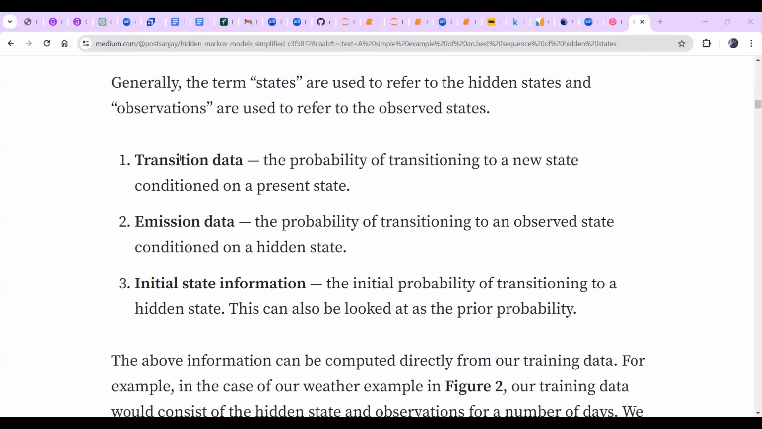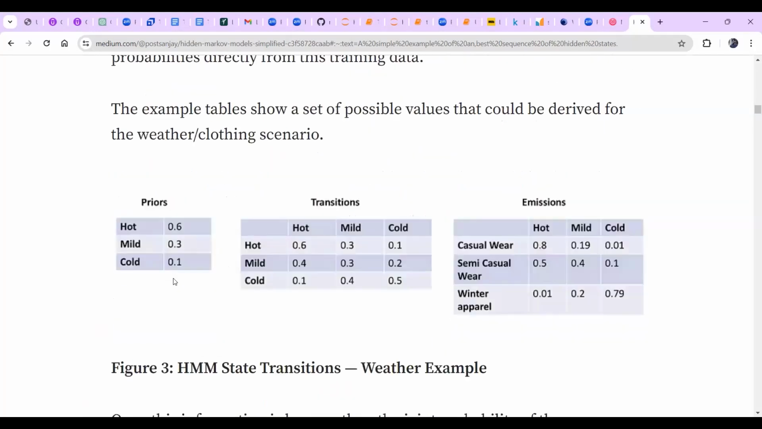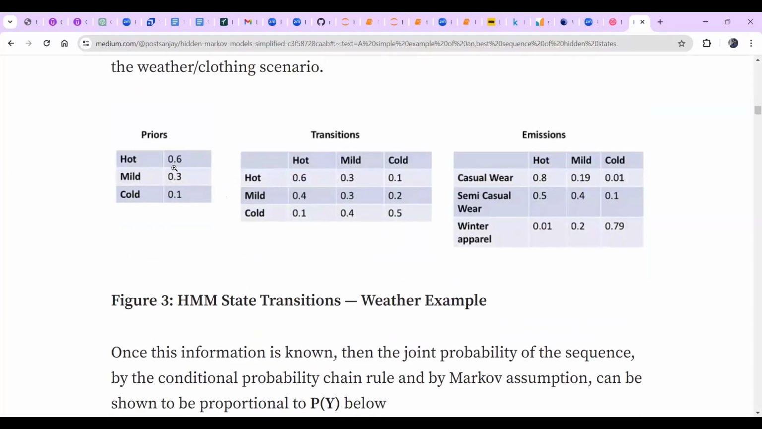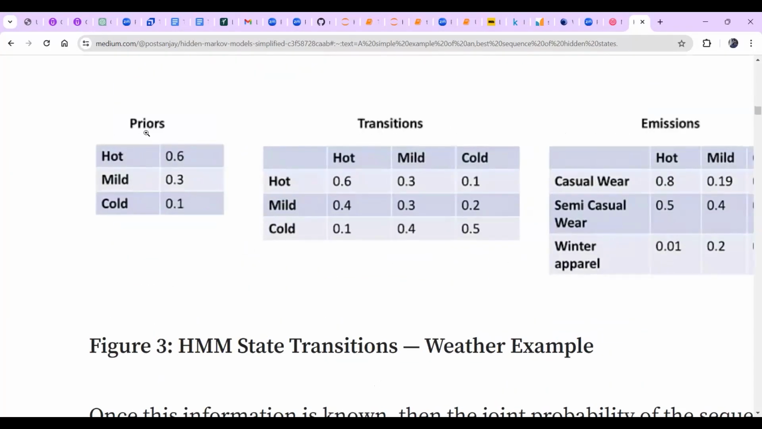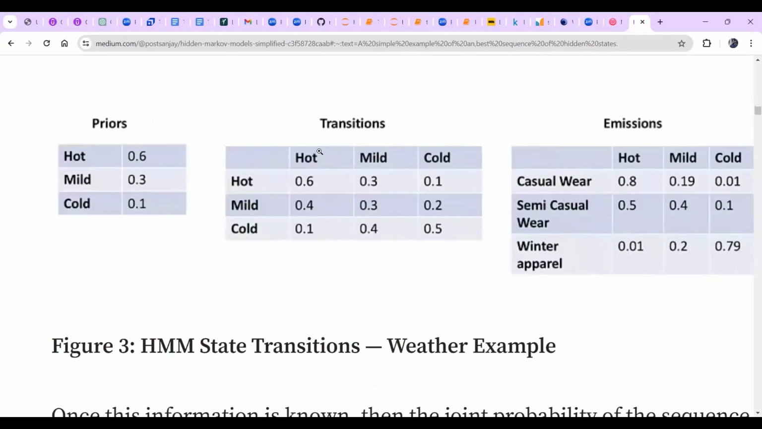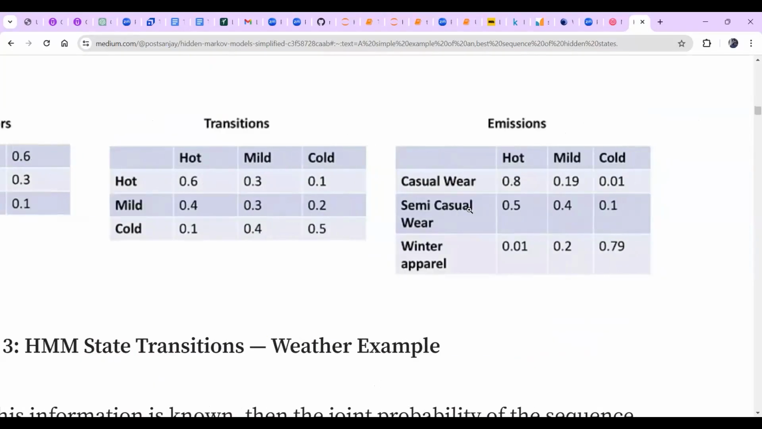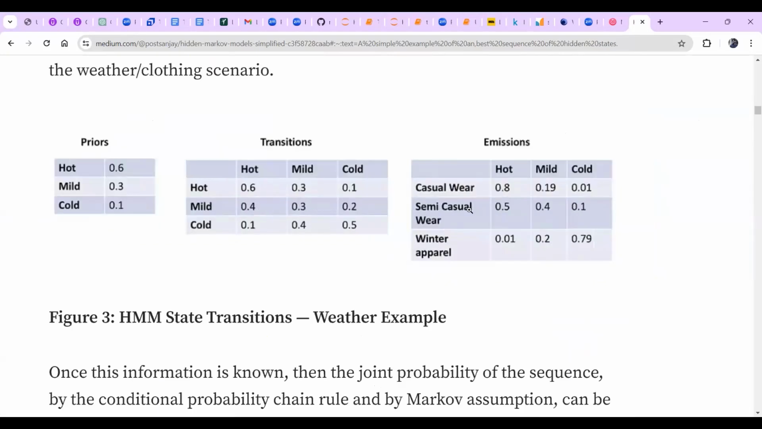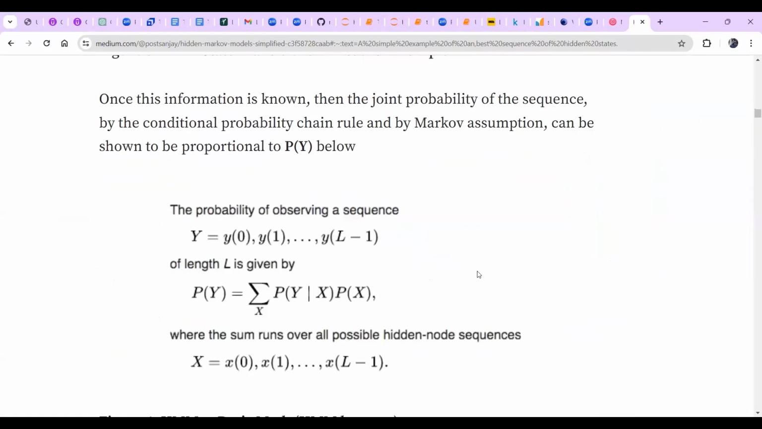You'll find out the transition probability, you'll find out the emission probability. This is the initial state from where you're starting. So priors is what you'll compute as conditional probabilities, like what is the probability of hot, mild and cold. And then you find out the transition from one state to the other, from hot to hot, hot to mild, hot to cold. And emission similarly, from POS tag to your particular word.